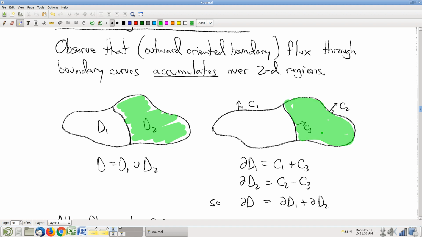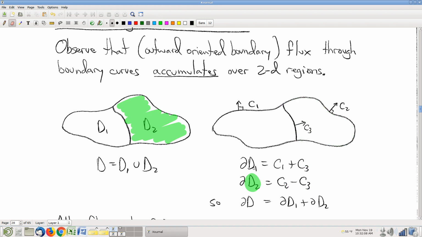Thought of as part of the boundary of D2, we still get this curve, C3, that is part of the boundary of this green region. But as part of that boundary, it's oriented that way, which is not the direction I've arbitrarily designated. C3 is oriented to the right. So as part of the boundary of D2, I need to talk about negative C3, not positive C3. It's going the wrong way.